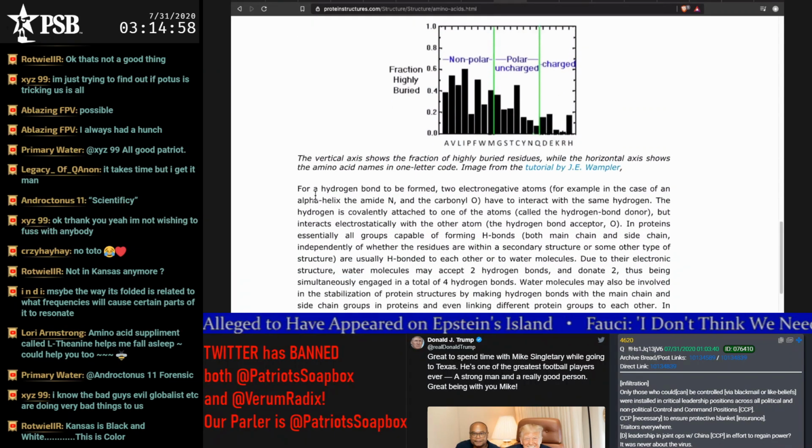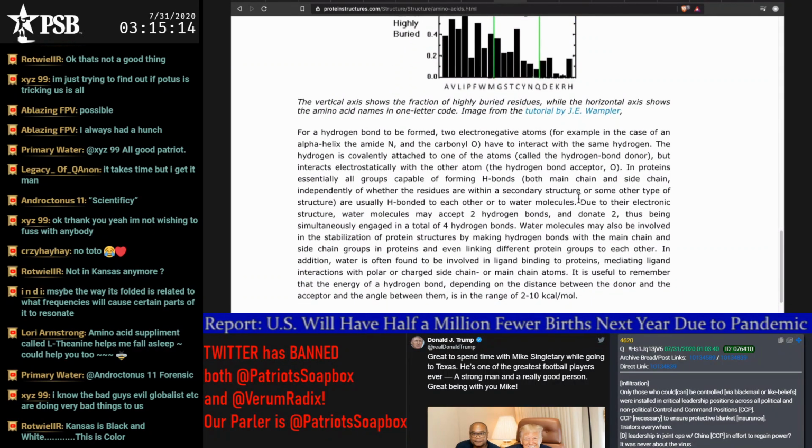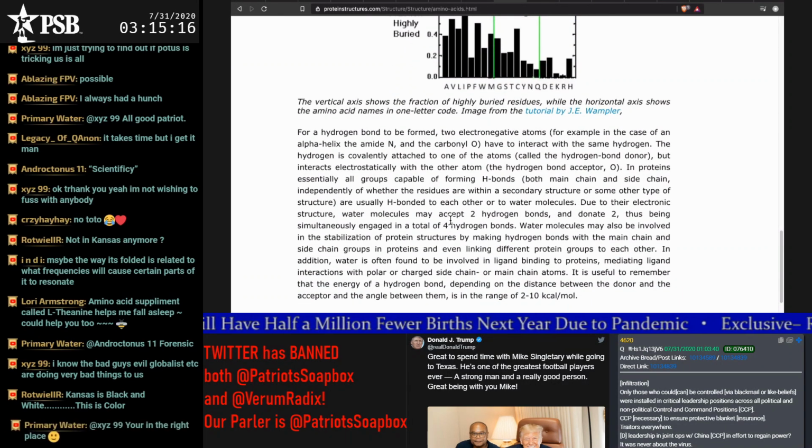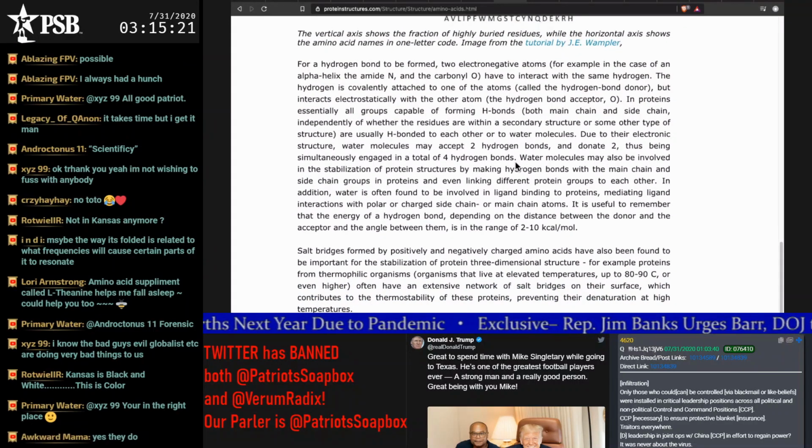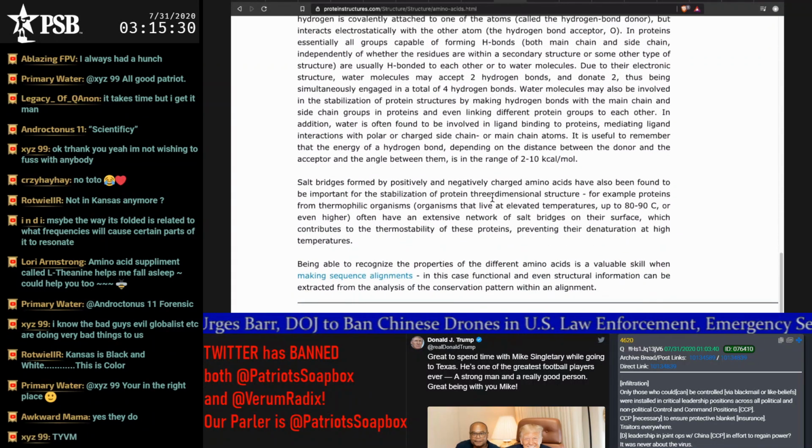It says here, for a hydrogen bond to be formed, two electronegative atoms, for example, in the case of an alpha helix, the amide N and the carbonyl O, have to interact with the same hydrogen. So they're talking about creating hydrogen bonds. And it says water molecules may also be involved in the stabilization of protein structures by making hydrogen bonds with the main chain. Talk about salt bridges.